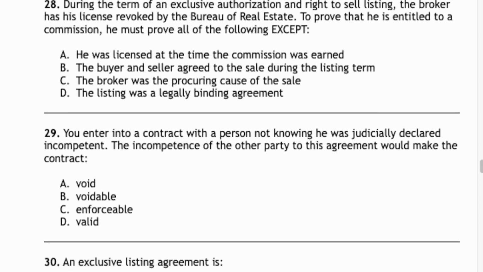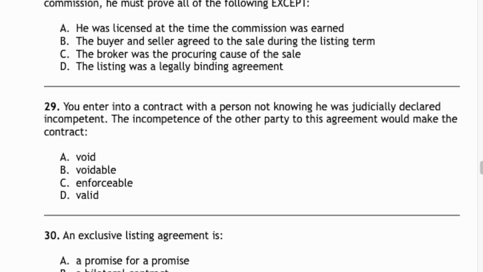29. You enter into a contract with a person not knowing he was judicially declared incompetent. The incompetence of the other party to this agreement would make the contract A, void, B, voidable, C, enforceable, or D, valid. Boom, the contract is void. Since one of the parties to the agreement was incompetent, the contract is void.